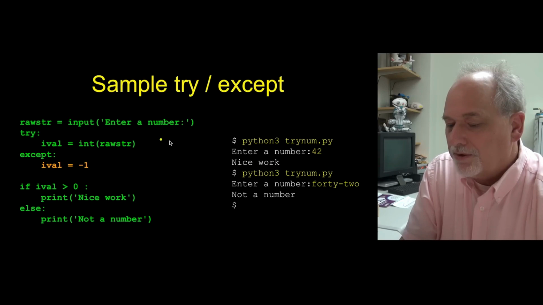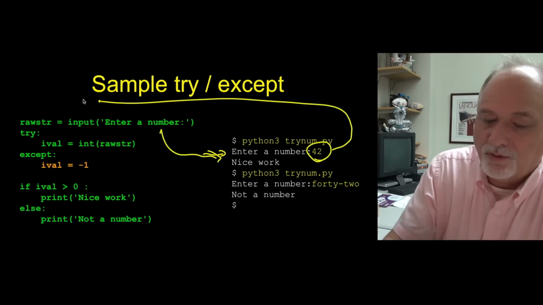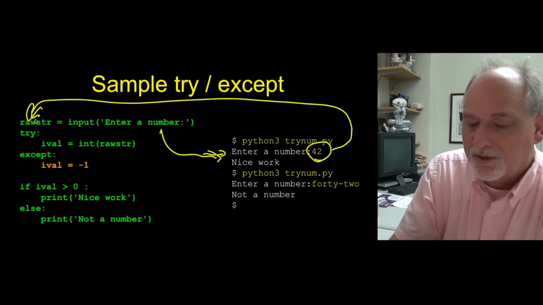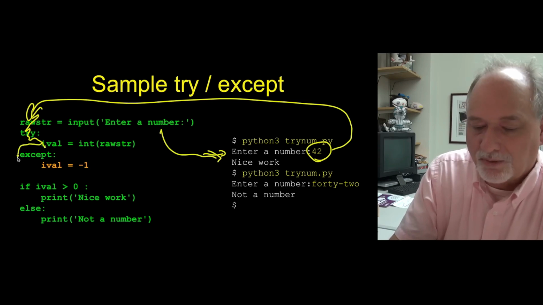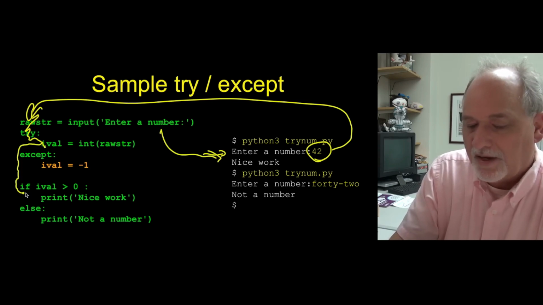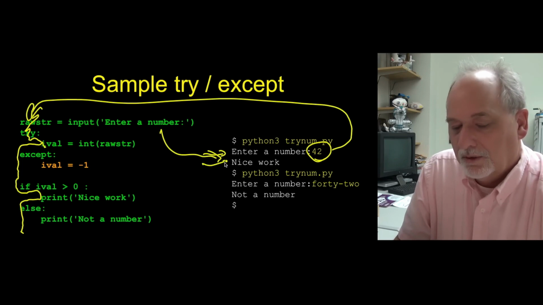So first time we run this program, out comes enter a number. We type in 42, which is a string. That 42 goes back into roster, runs in here. This runs. It's fine. That becomes a 42 number, so we skip the except block, and ival is greater than 0. We print out nice work, and we skip the else. Okay? So it says nice work.